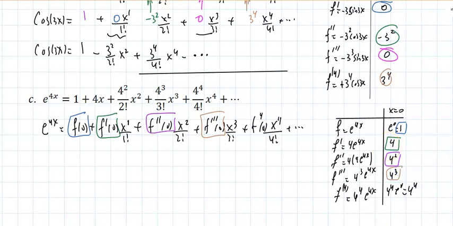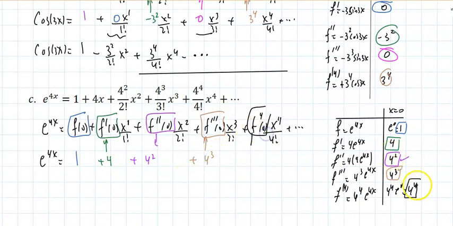I find all of these values, and pretty much that's all I have to do. So e to the 4x would be f of 0, that's a 1. That is a positive 4. That is a positive 4 squared. A positive 4 cubed. When you don't lose terms like that, you don't have to list that many terms.